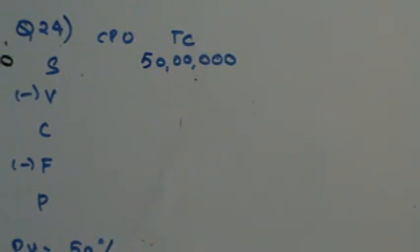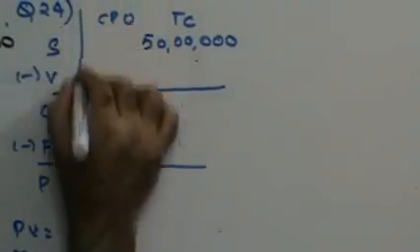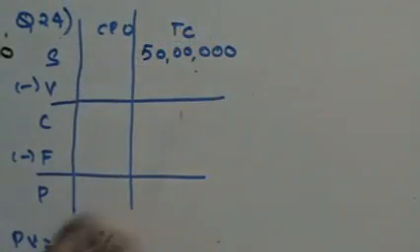Now, they've given you PV. I can say PV is C upon S into 100. So PV is 50 is equal to C, which we do not know, upon S, which is 50 lakhs, into 100. So 5 fives are 25, and 4 zeros from here. So contribution is going to be 25 lakhs.